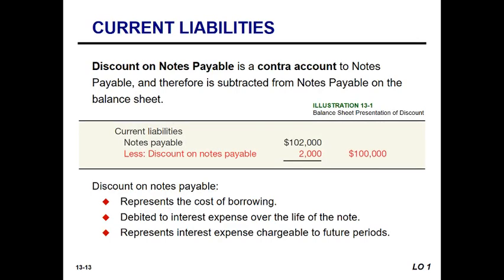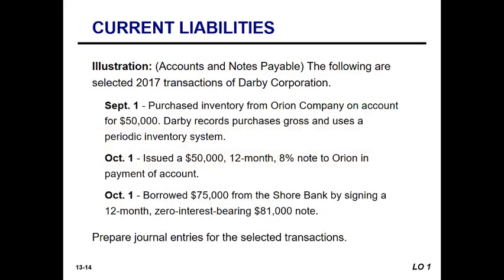Your discount on notes payable will represent the cost of borrowing. The cost of borrowing is also often referred to as your interest expense. We will debit interest expense over the life of the loan to equal the $2,000. And this is the interest that is chargeable to the future periods.